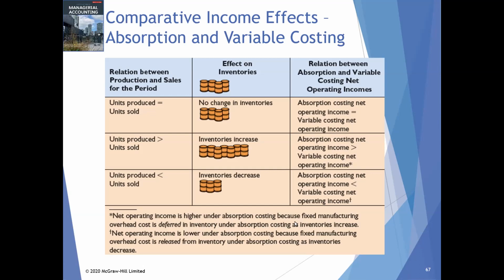So net operating income is higher under absorption costing because the fixed manufacturing overhead is deferred in the inventory under absorption costing as inventory increases. And net operating income is lower under absorption costing because the fixed manufacturing overhead is released from inventory under absorption costing as inventory decreases.